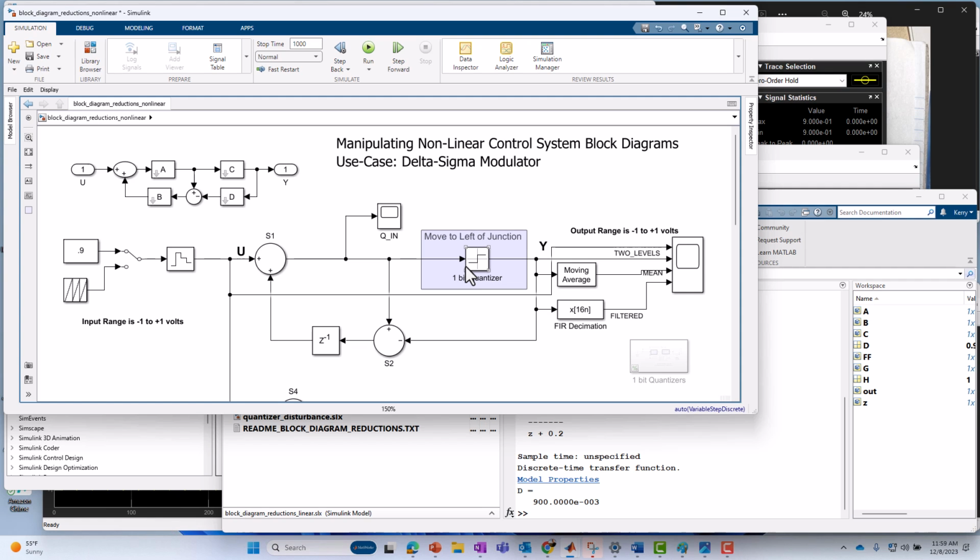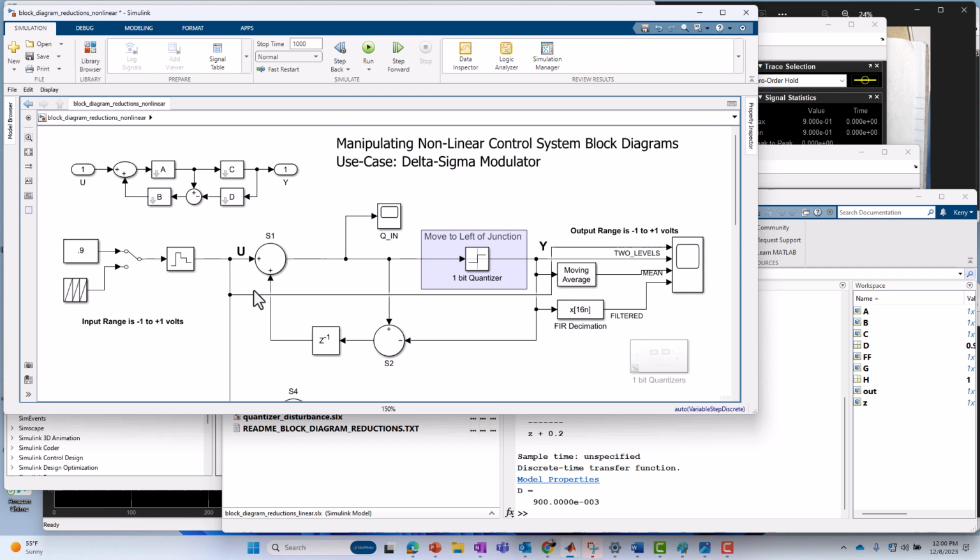So one comment there is that I'm not covering, obviously, exhaustively in any sense, nonlinear systems and how to treat them in terms of analysis. I'm covering a very specific use case, and that just so happens to be what's called a delta sigma modulator, which is a structure found in oversampling ADCs and DACs, or analog to digital converters and digital to analog converters.